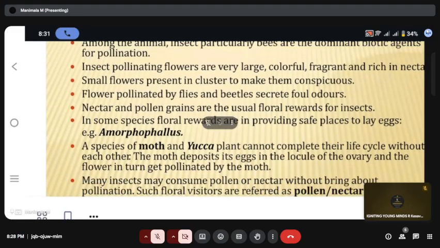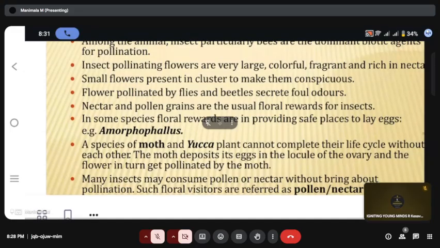And floral rewards bring safe places to lay eggs. For example, Amorphophallus, make a note of it. Amorphophallus, this plant, in some species, floral rewards include providing safe places to lay eggs also. Example: the Amorphophallus plant will allow the insect to lay the eggs.